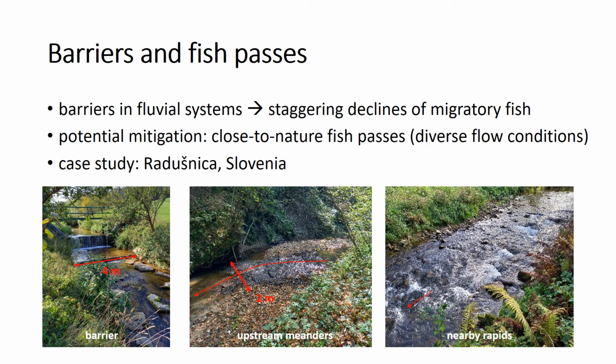Barriers and fish passes. Worldwide, the overwhelming number of barriers that interrupt fluvial systems has been identified as the major cause of the reported staggering declines of migratory fish. A potential mitigation measure could be fish passes, especially close to nature types, which provide diverse flow conditions in terms of depths and velocities, and thus mimic the natural conditions of rivers.